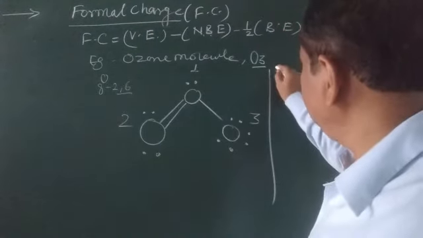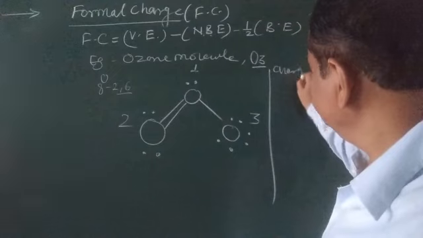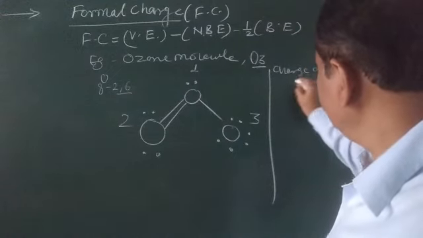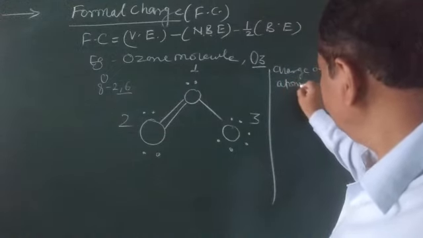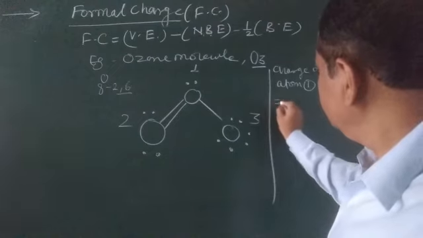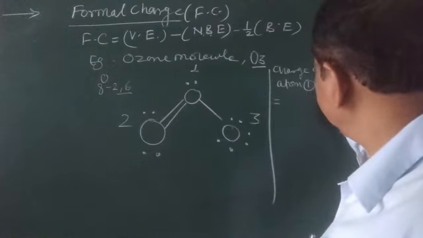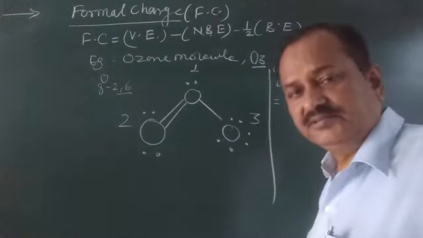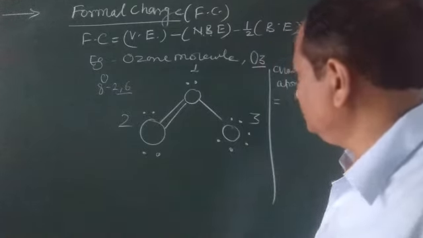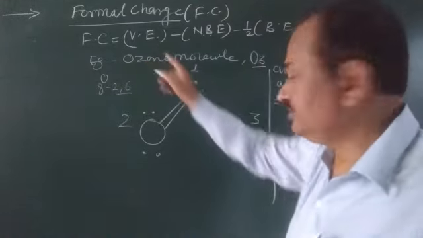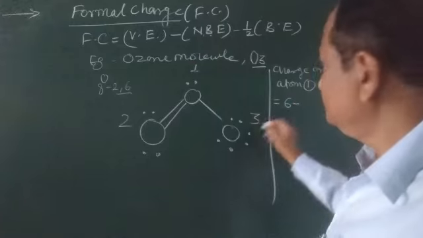So, first we see the charge on atom 1. Charge on atom 1 means the formal charge. What is the formal charge on atom 1? So, first valence electrons. Valence electrons is equal to 6.